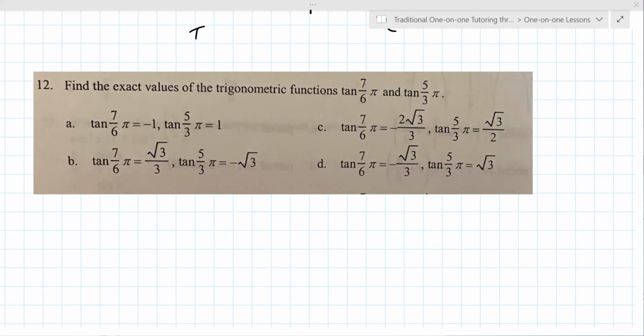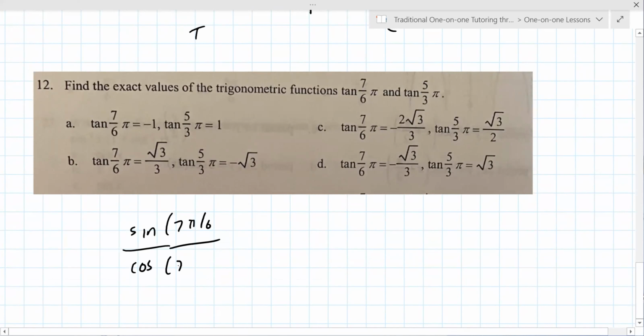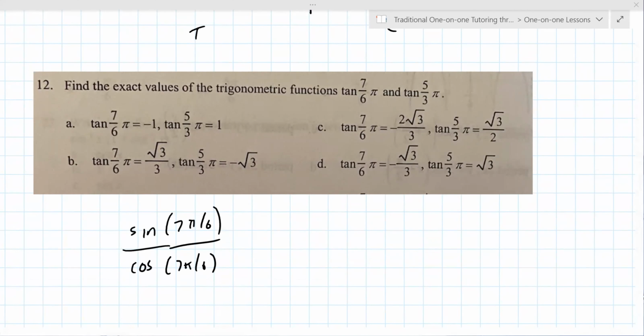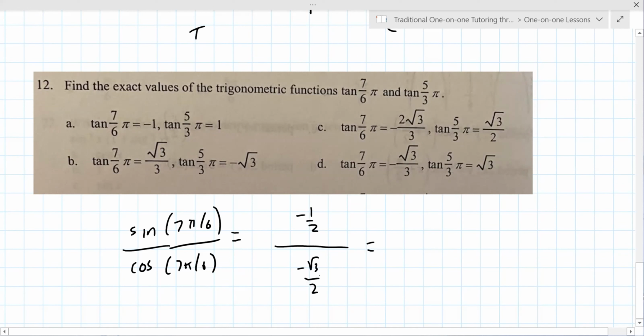So the tangent of 7 pi over 6 is the sine of 7 pi over 6 over the cosine of 7 pi over 6. And so on your unit circle, you'll see that's in the third quadrant. X is the cosine value, Y is the sine value. So it's minus 1/2 over minus square root of 3 over 2, which equals, whenever the bottoms are the same, you can just write it as a ratio. And then you have to rationalize here, multiplying the top and bottom by root 3. So you get root 3 over 3. So that gets us down to A or D.